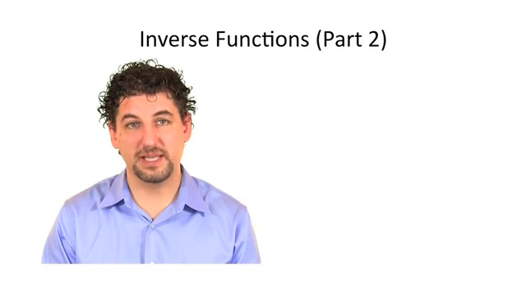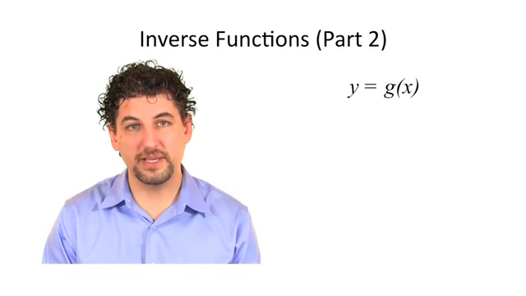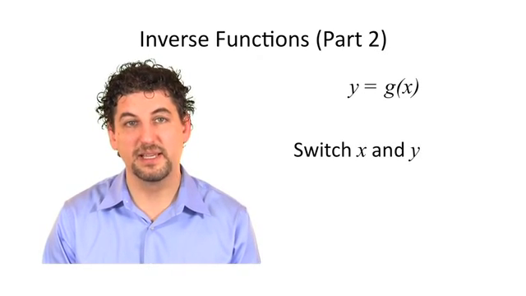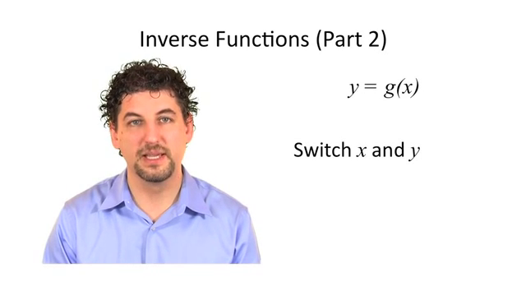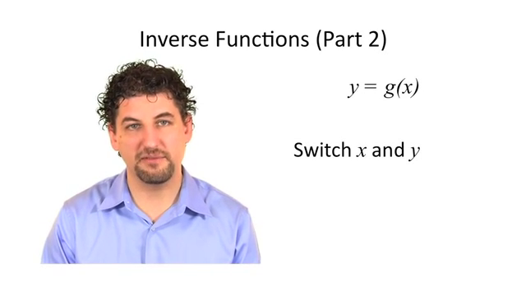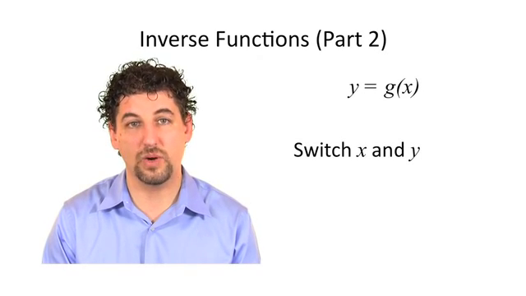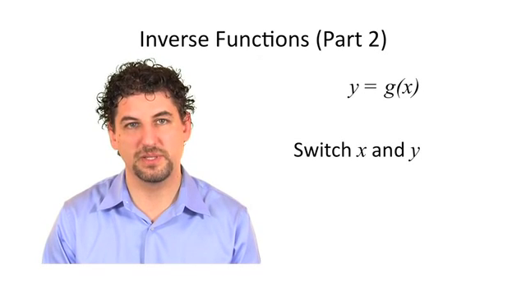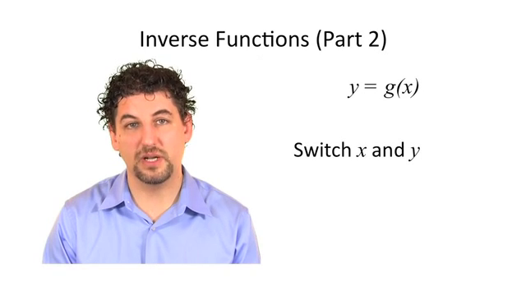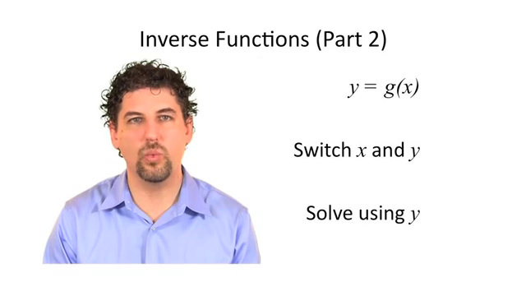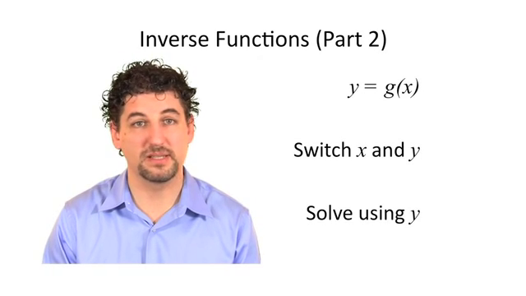So a couple of tips to keep in mind. First, I want you to replace the function notation with y. If you have a typical equation using function notation, where you have f of x equals something or g of x equals something, replace that function notation with y. Next, I want you to switch the positions of x and y in the equation. Rewrite the equation so that x and y have switched positions. And then finally, solve for y. Resolve the function until you get something that looks like y equals the rest of the function.